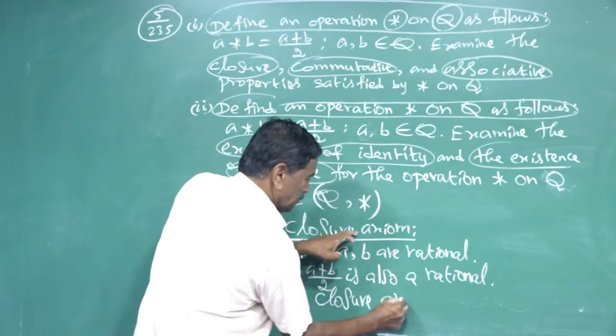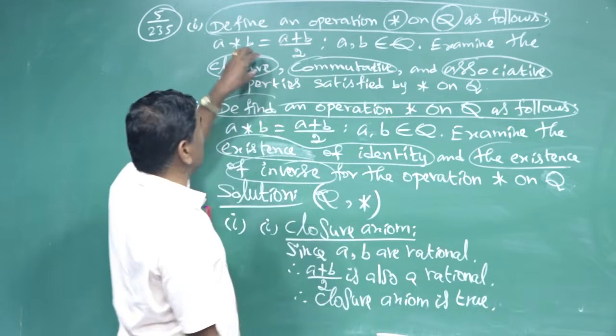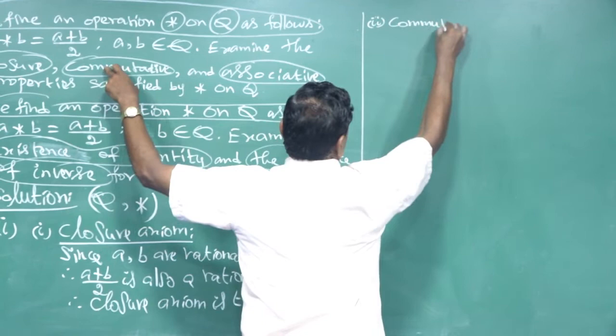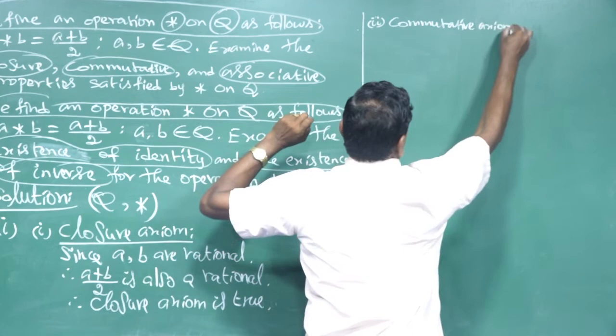That's all. First one is completed. Okay, first topic completed. Next, we come to commutative. Listen, subdivision 2 is given by commutative. See, commutative axiom. Okay, commutative axiom.